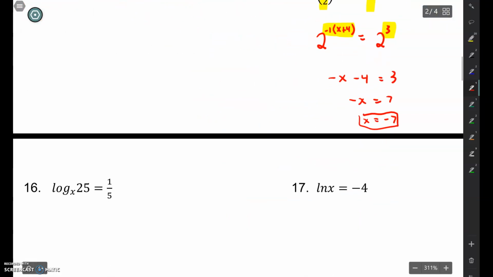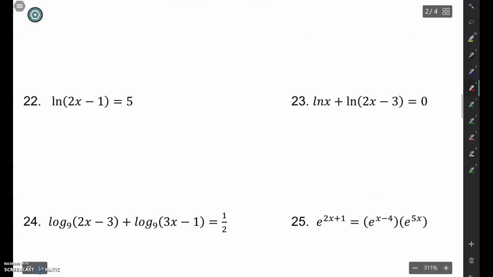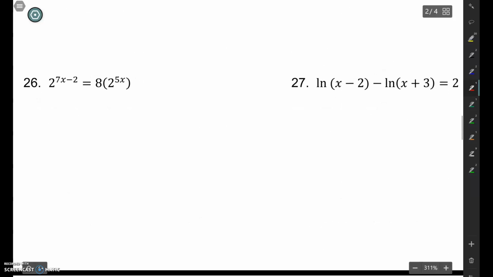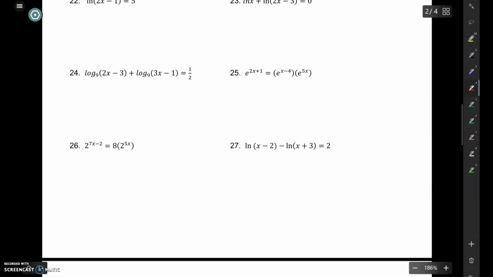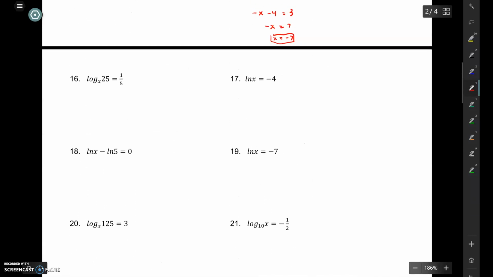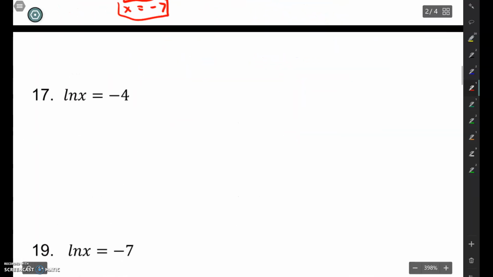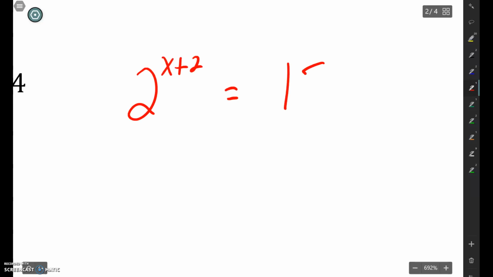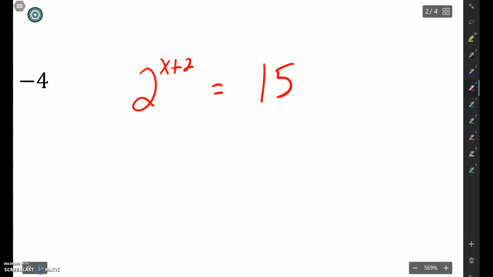Okay, I got to move on to ones that don't have the same base. I'm going to stay with exponentials. Let me find an exponential that you can't solve using the same base method. It's not there, and you're going to want one for the quiz, so I'm just going to make one up. What if I had 2 to the x plus 2 equals 15? You can't get those to be the same base. So what do we do? We use logarithms.